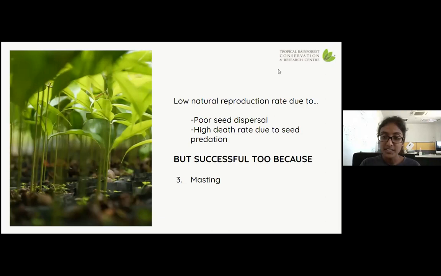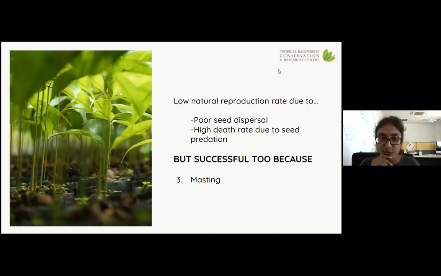That is why they fall mostly around 60 meters around the mother tree. Secondly, once the seeds land on the forest floor, they are quickly eaten up by rats and ants, because the seed has a relatively high oil content. But the saving grace is they have this unique characteristic of masting. So let's look one by one.